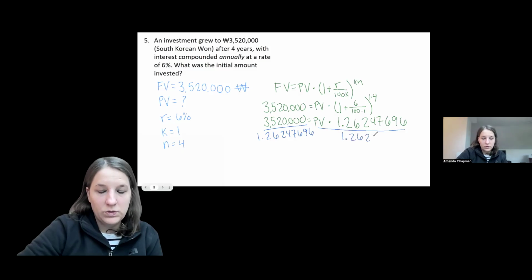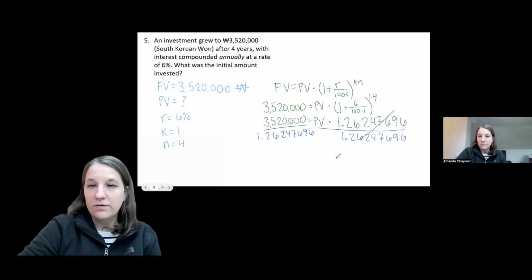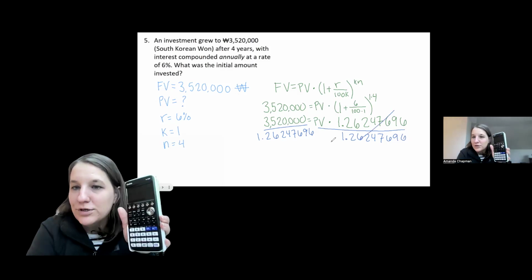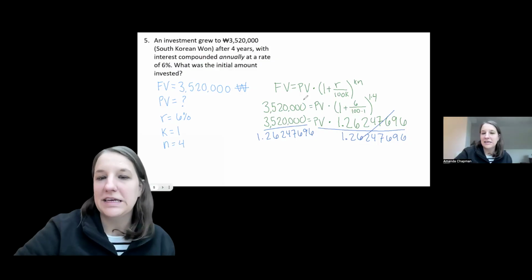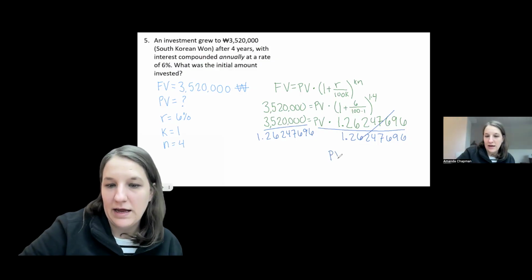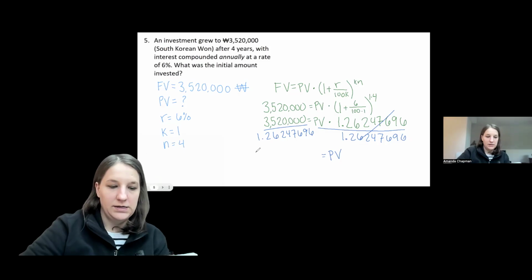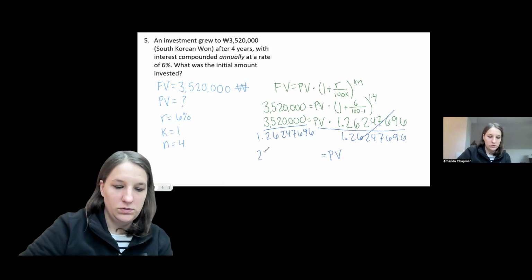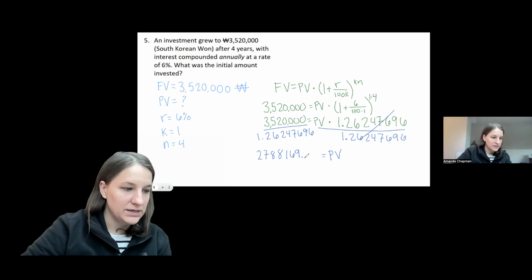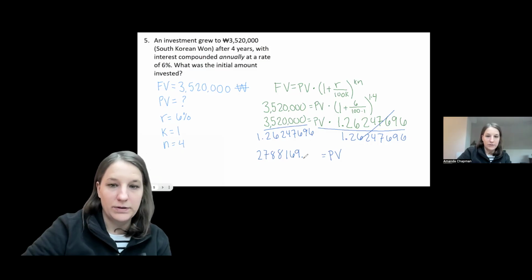So whatever we do to one side of the equation, we have to do to the other. These cancel out. Remember, there's not really a math operation called cancel. It's just anything divided by itself is one. And I get that PV is equal to 2788169 point. Oh, this is interesting rounding because it's going to round up.